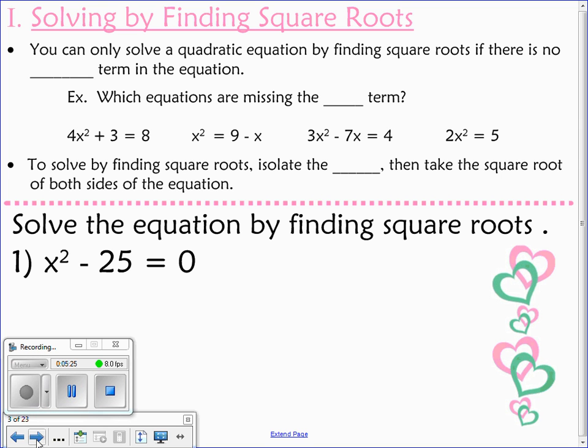All right, so solving by finding square roots. You can only solve a quadratic equation by finding square roots if there is no blank term in the equation. One of the terms has to be missing. Any guess which one must be missing? Well, the first step is to get the x squared by itself. So we definitely have to have that term. That's the b term is one that needs to be missing. Yeah, the bx term is missing.